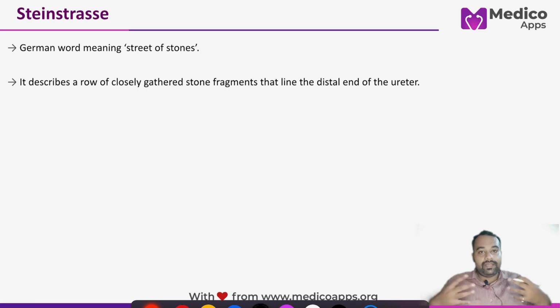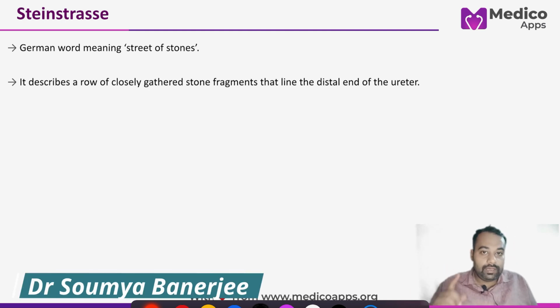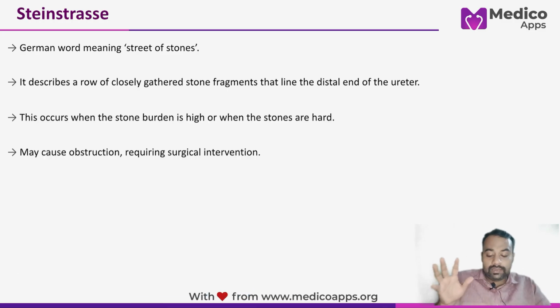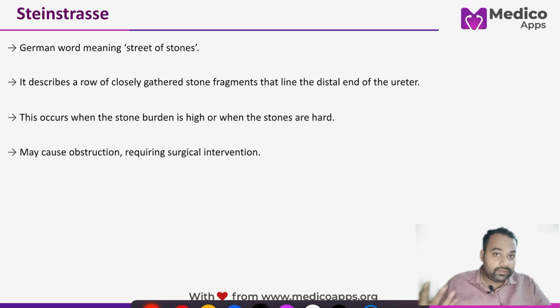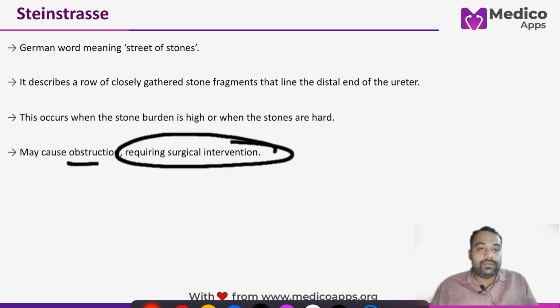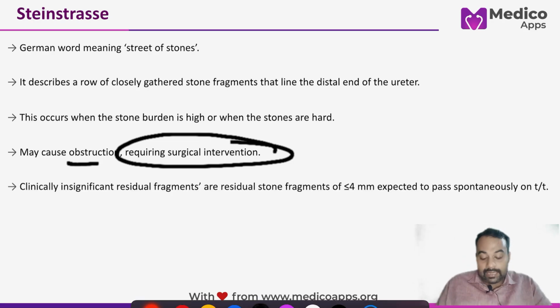Now it basically describes closely gathered stone fragments in the ureter. Okay, this typically is seen when the stone burden is much more, and you have sent the patient for the ESWL, and following that you have received such a scenario. Now there is a much higher chance of obstruction, and this will eventually require some urgent surgical intervention in that case.